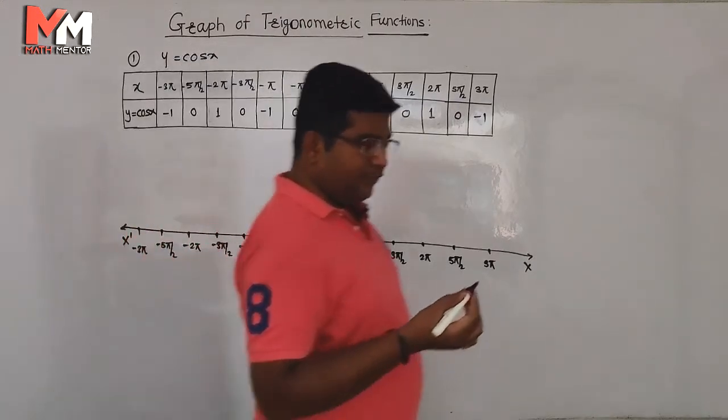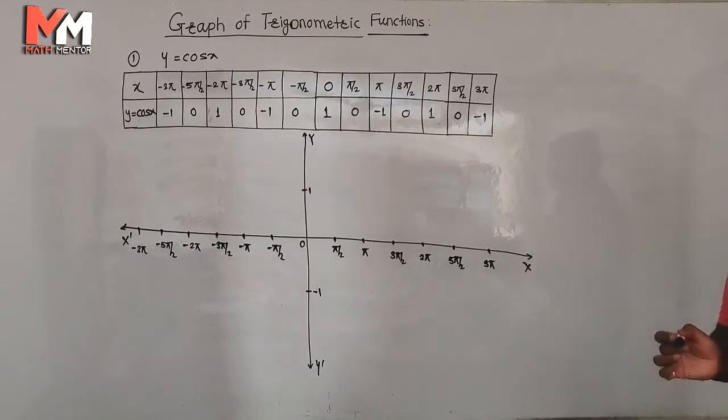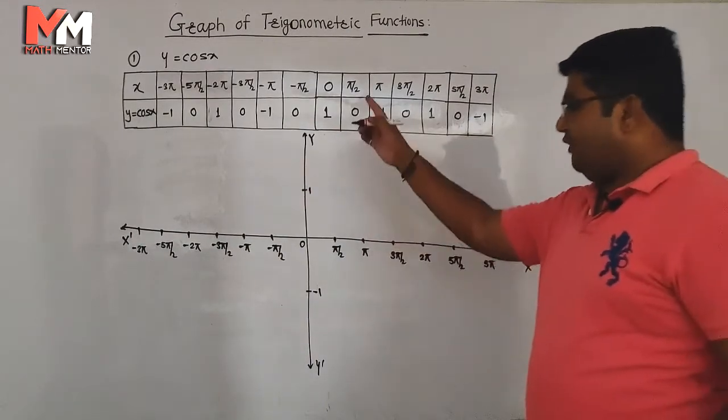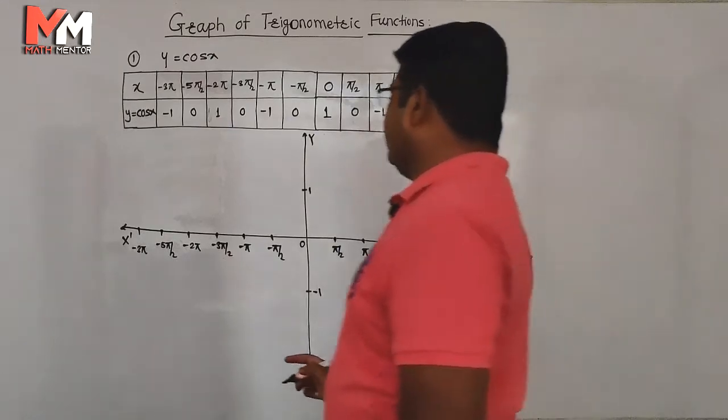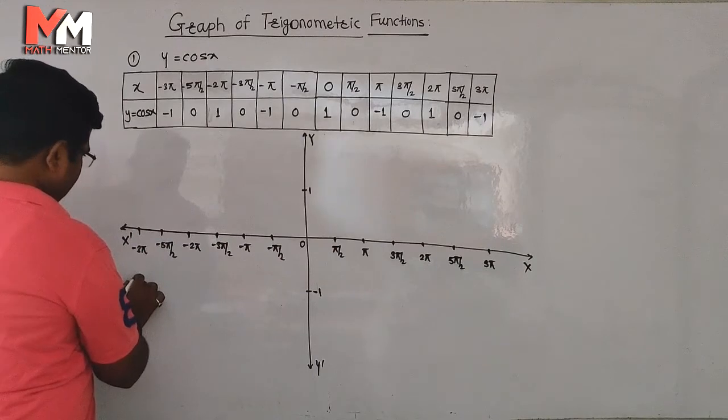Okay, now it is very easy to plot a graph. So this is the x-axis, that is we call the domain of the function. This is the y-axis, that is the range of the function. So यहाँ से start करेंगे. Cos of minus 3 pi is minus 1. So this is minus 1.